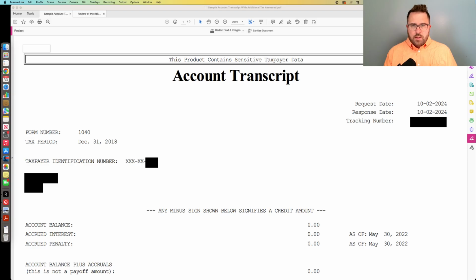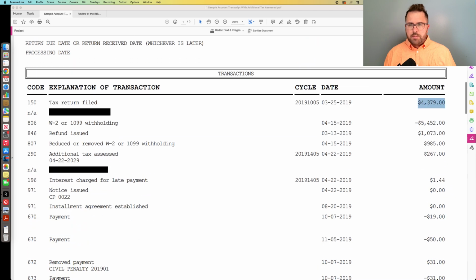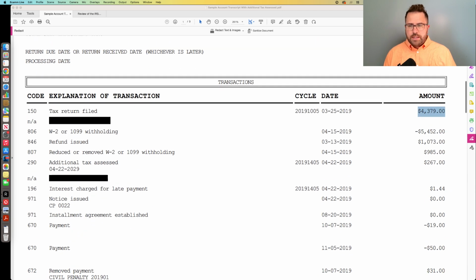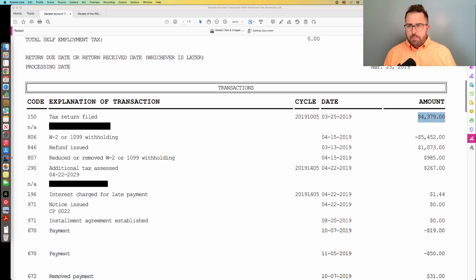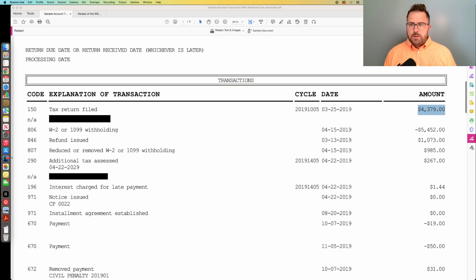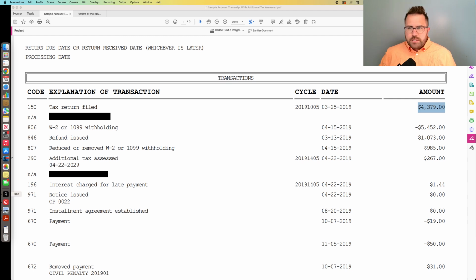Well, Camelot, let's mosey on over here to a sample account transcript. And kind of the bad news, Camelot, is that it won't always be apparent from the account transcript. But here's a redacted account transcript from one of our clients who filed their 2018 return. They filed it in March 2019, and there was an assessed balance of $43.79. Looks like there was some withholding on it, and in excess of the balance per the return, they got some money back. But then look, there's this additional tax assessed here, right here.